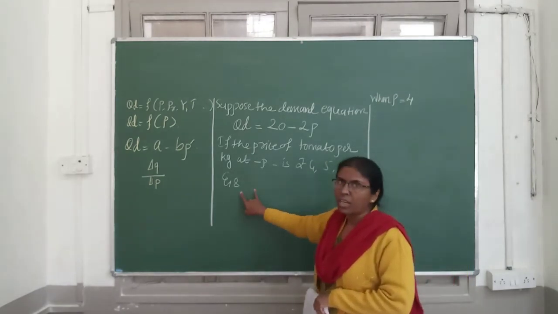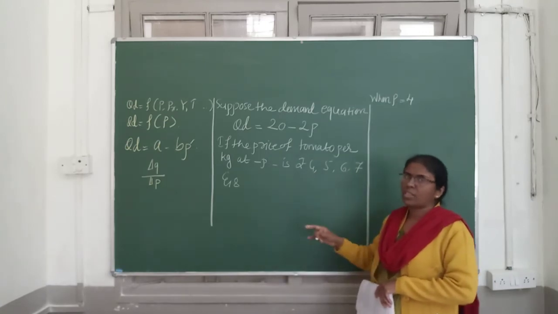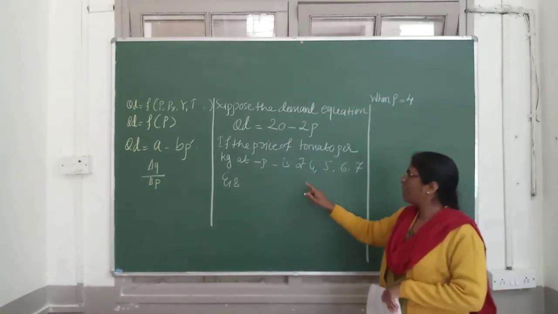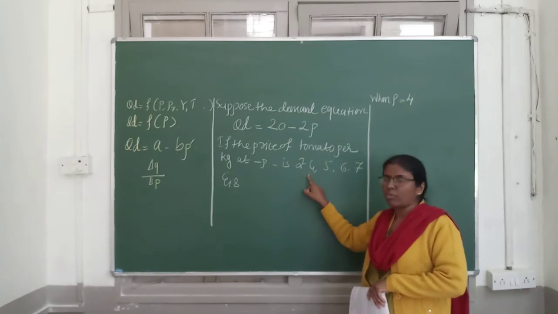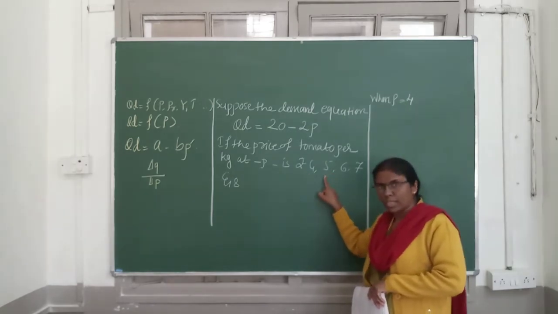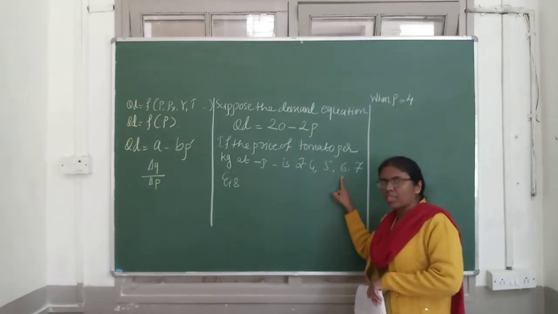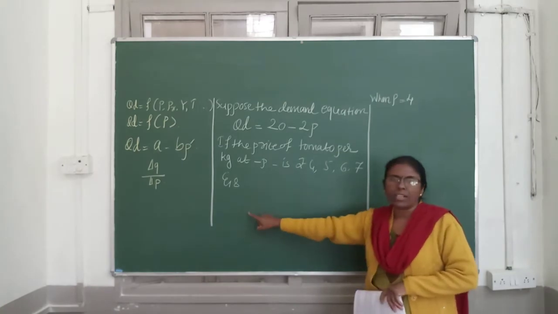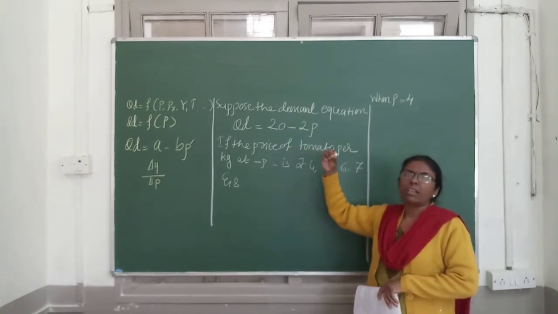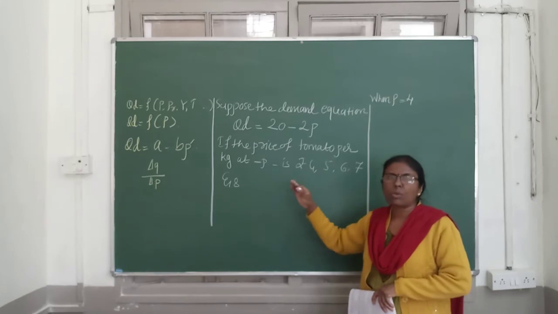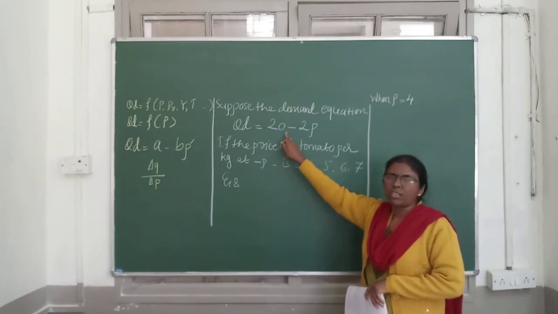Let us try to understand the level of demand when price is 4. What is the level of demand? When it is 5, what is the level of demand? When it is 6, when it is 7 and when it is 8, what will be the level of demand? So we have to calculate with the help of this formula.